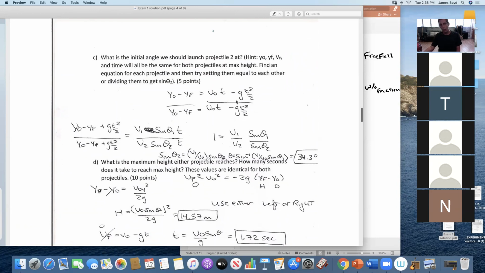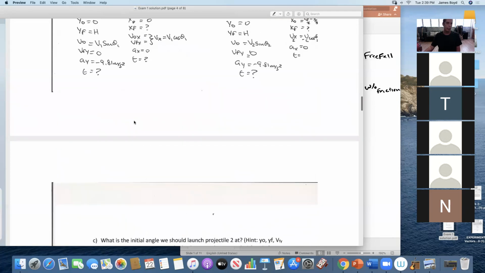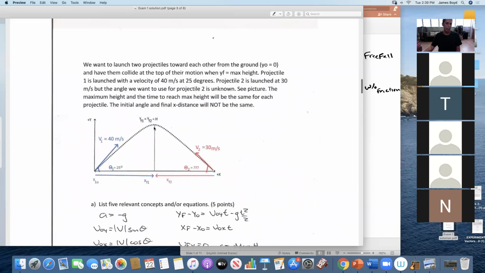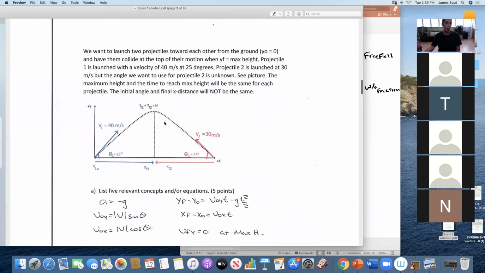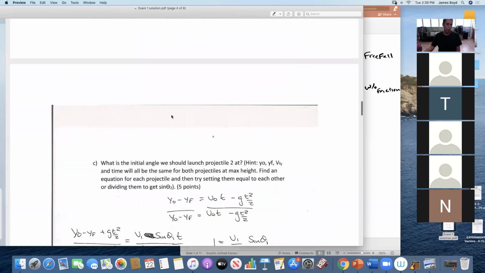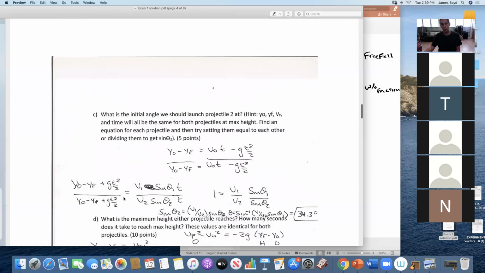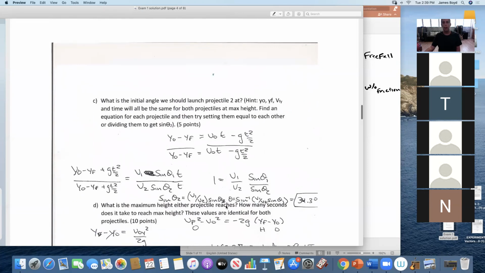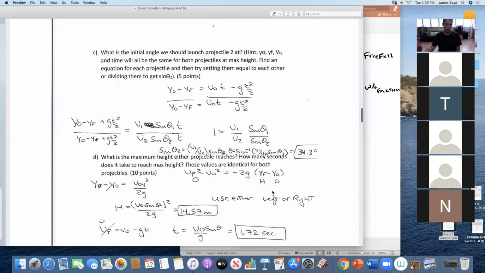So when you do that, you know that this whole side is equal to 1. They have the same acceleration. They have the same time. I tell you that up here, that they hit at the same time. And in fact, you're not given that time, but you know that they have to hit at the same time. So you can divide the two equations, and you end up with this. You're trying to solve this for theta 2. So sine of theta 2 is v1 over v2, sine of theta 1. And when you do that, taking the arc sine, you get 34.3 degrees.